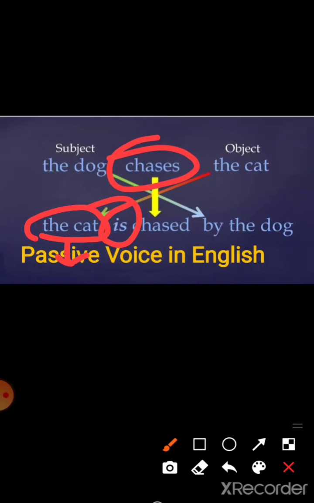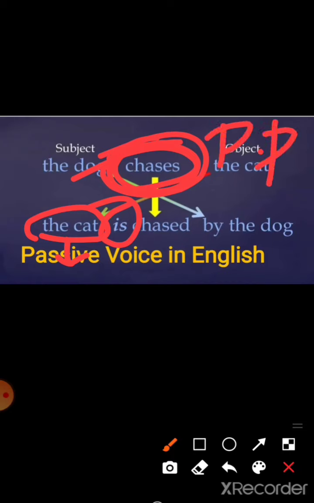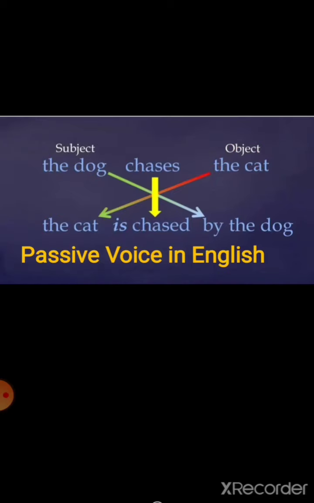After that, the main verb. Chases is a main verb. You have to write the third form or the PP form, that means past participle form of the main verb. So what is the past participle form of the main verb? Chases, chased. That means if go is written over here, you have to write gone. If write is the word over there, then you have to write written. So similarly, chase, you have to make it to the past participle form, or the third form of the verb. So that is why chased. Okay. So the cat is chased.